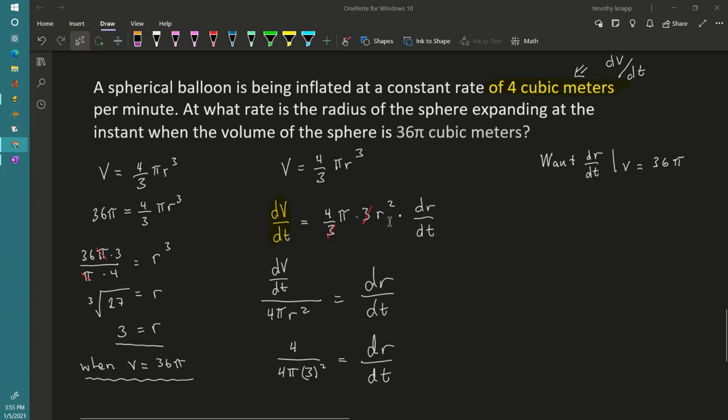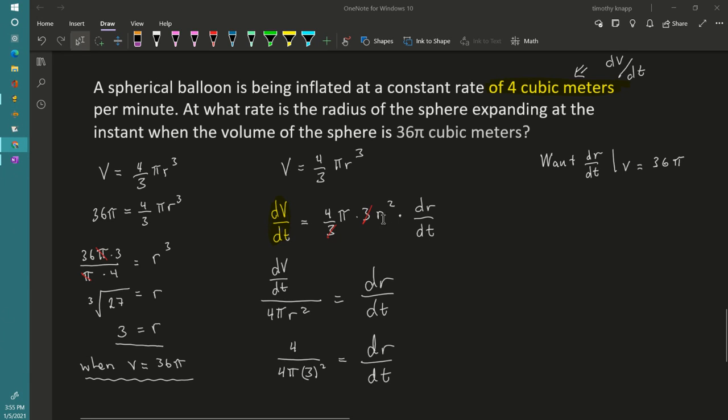Now again, this is the chain rule. And so what we're doing is, remember that the radius is a function of time. And so I can't just keep the radius there. I have to multiply by the derivative of the radius as a function of time, which is this, okay?